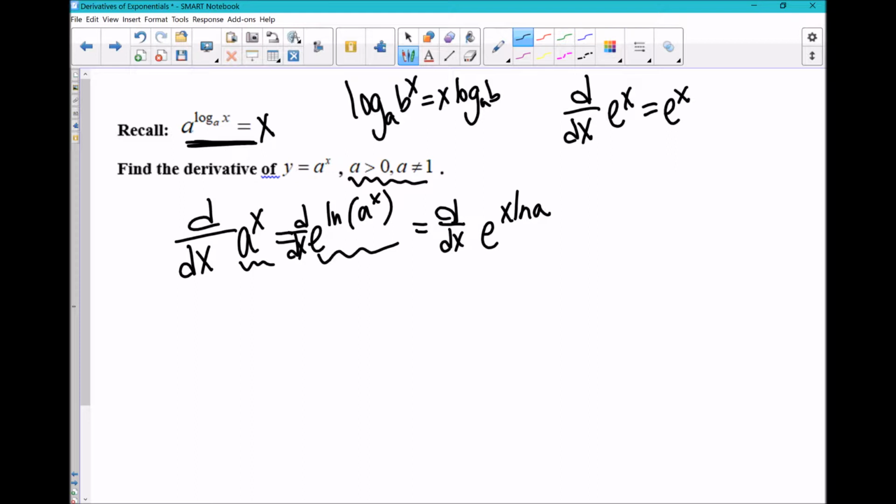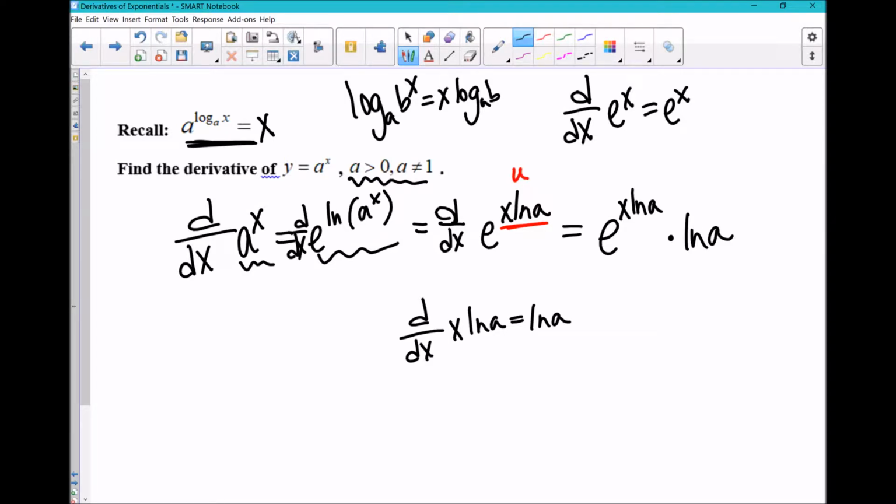Now we're going to do our chain rule here. This is like your u here. So we'll end up with e to the u times u prime. So the derivative would just be e to the x natural log of a. That part didn't change. Now we have to find the derivative of x natural log of a. Well, natural log of a is just a number. And so if you take the derivative of x times the natural log of a, the derivative of x is just 1, and times the coefficient would just be natural log of a.